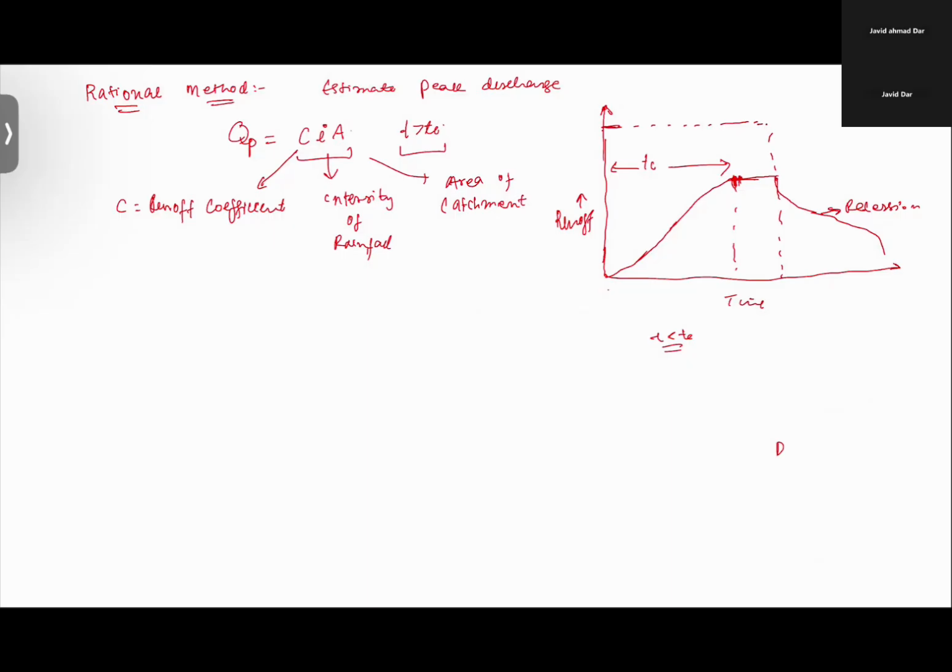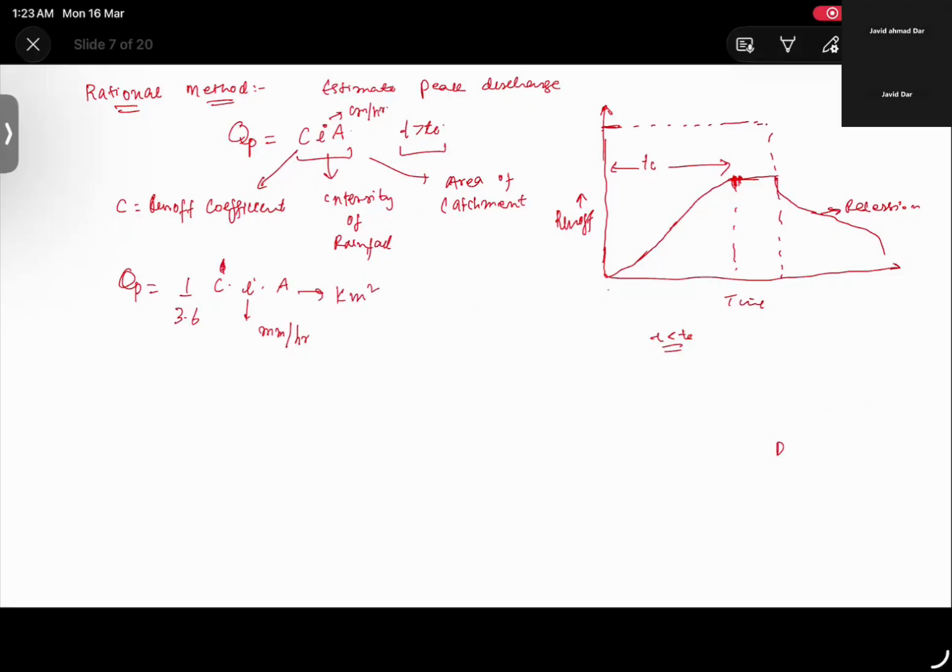So now this QP can also be written in the form of 1 divided by 3.6 into C into I into A. If you convert the units, I will be in millimeter per hour, here it's I think centimeter per hour, and this runoff coefficient remains C as such, and area is kilometer square. So QP will be in meter cube per second. But the important thing here is that we need to calculate first Tc, that's the time of concentration. And for the time of concentration, we have different equations.